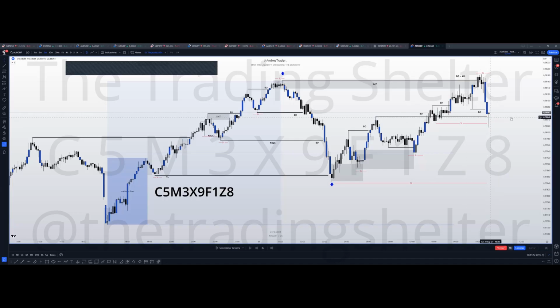What do we see? We have buy side liquidity being created. We have structural highs being created. What do we also have? Trend line traders. Can you mark it for me, please?